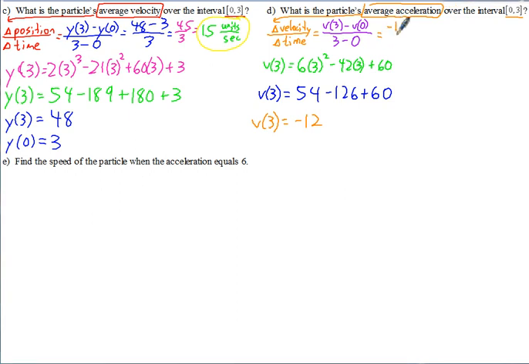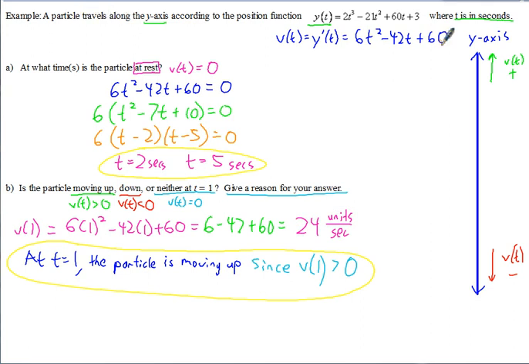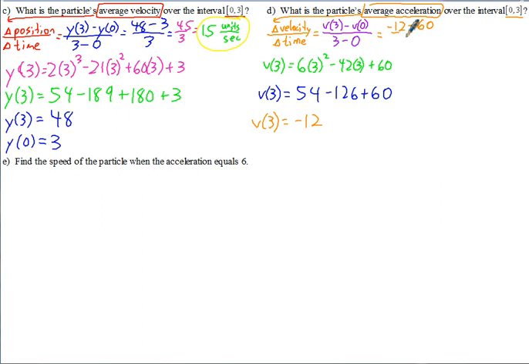So we got v of 3 is negative 12 minus v of 0. Let's see, if we plug in 0 in our velocity function, it wipes out everything but the 60. So that's negative 72 over 3. That divides evenly, that's negative 24. And the units here, units for velocity are units per second, and then per second again, so units per second squared. Negative means on average, the velocity is decreasing over the interval 0 to 3. That's what our average acceleration was.